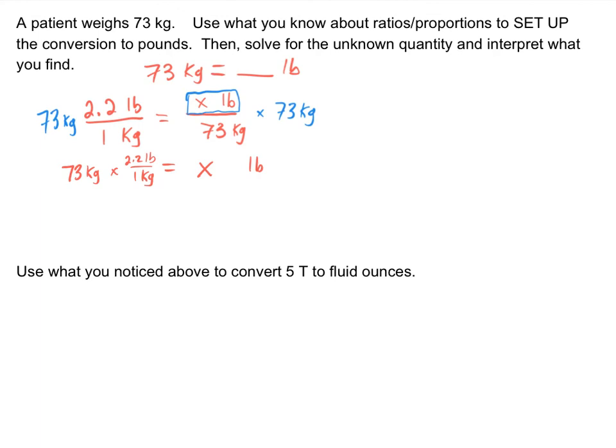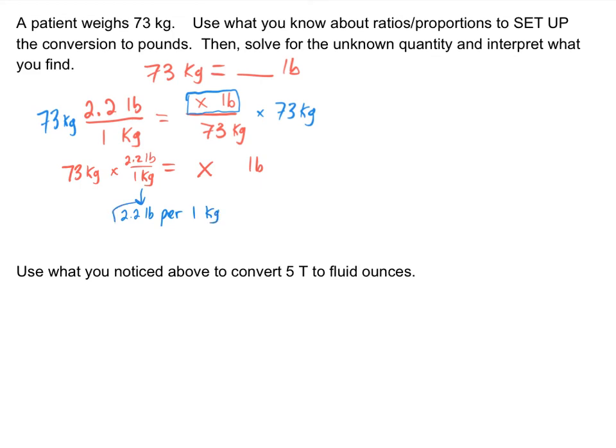I would just do 73 times this. It would just be 2.2 because 2.2 divided by 1. But let's interpret why this makes sense. This is 73 kilograms. That's what we were starting with. That's what we were asked to convert. And this 2.2 pounds to 1 kilogram is just the ratio. It's a unit ratio. It's telling us the number of pounds per kilogram. It's saying there are 2.2 pounds per 1 kilogram.